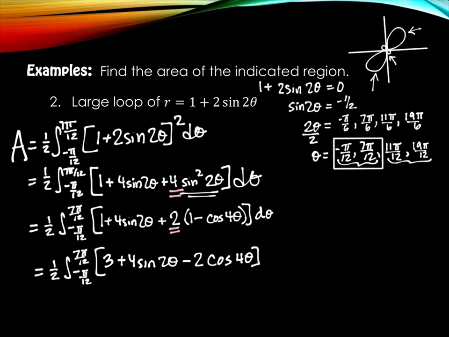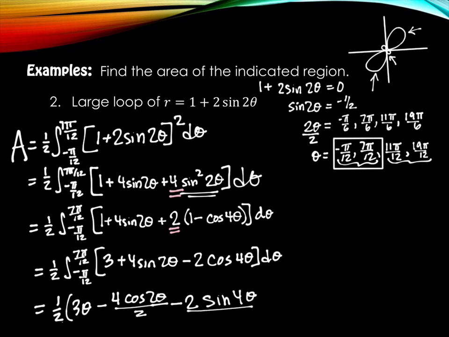And then we're going to integrate. Okay, so we're going to be able to integrate this now. So the part at the beginning, we'll just have a 1/2. And then the antiderivative of 3, of course, is 3 theta. We have some simple u substitution. Again, write it out if you need to. But the 4 sine 2 theta will become negative 4, and then cosine of 2 theta over 2. And then this other one will stay a negative 2, and then the cosine will become a sine of 4 theta over 4.